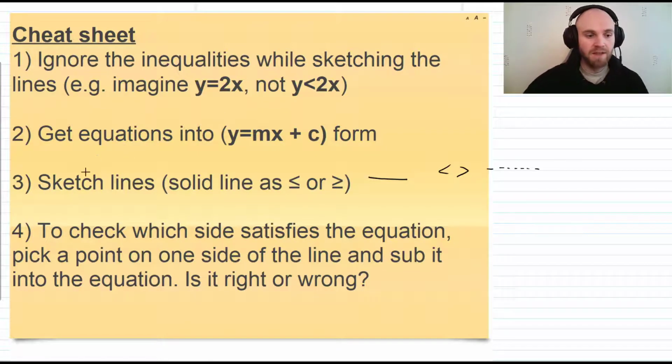It would satisfy it. And part 4, to check which side of the line is going to satisfy the equation, we're going to pick a point on one side of the line and we're going to sub it into the equation. And if it's correct, we know that this side of the line is good. If it isn't, we know that it's bad and we can shade it out.